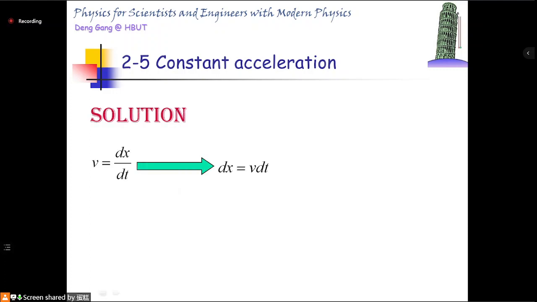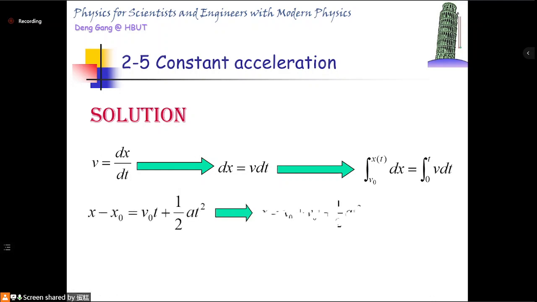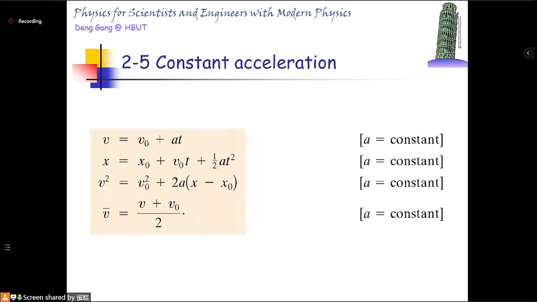And if you want to find out x, it's the same method. You can use this equation dx over dt, then separate the variables and take the integration on both sides. And for the v, you can use the result in the previous slide. So you can find out this. So these two equations are very useful. So for constant accelerations, we have got these two, this one and this one, from the previous example.